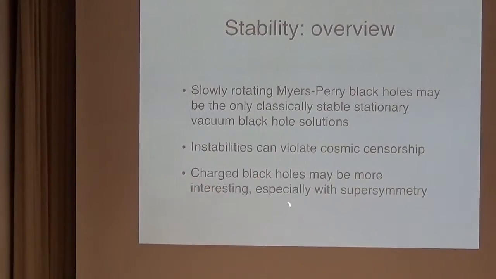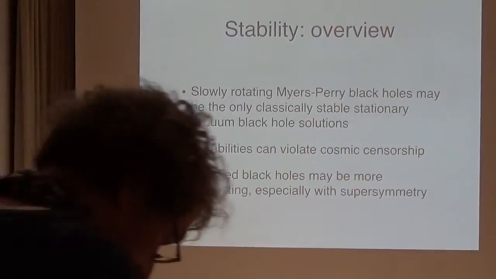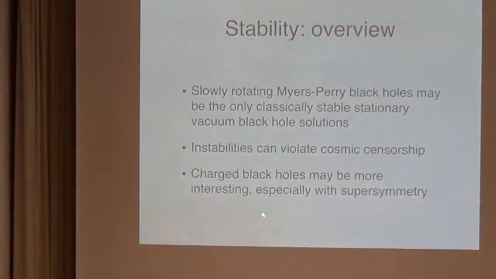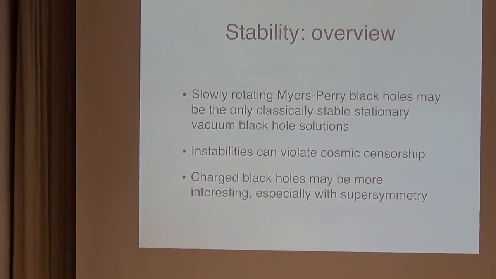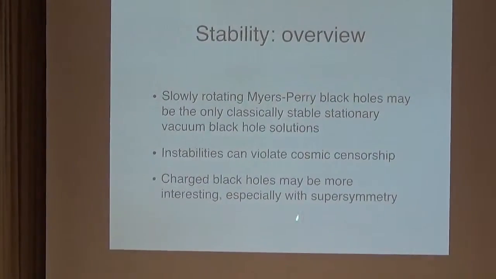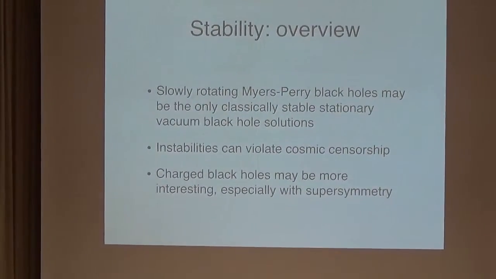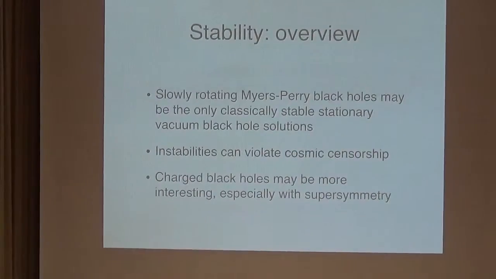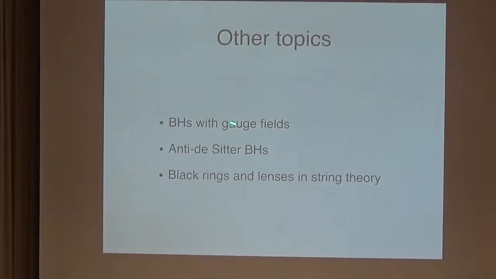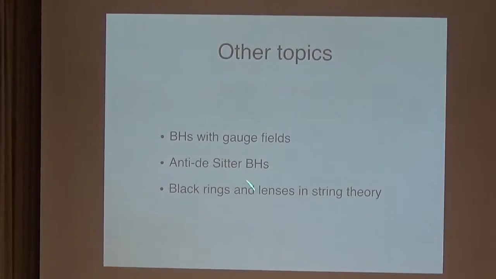But this isn't really the end of the story for these various complicated black holes, because this was all in vacuum gravity, and charged black holes may be more interesting, especially because charged black holes can enjoy the property of supersymmetry, which tends to make them more stable. So I mentioned earlier that there's this supersymmetric black lens solution. There are also supersymmetric black ring solutions. And it seems likely that these are going to be more stable than the vacuum solutions I'll be telling you about today. Okay, so let me just say a few more words about these topics.